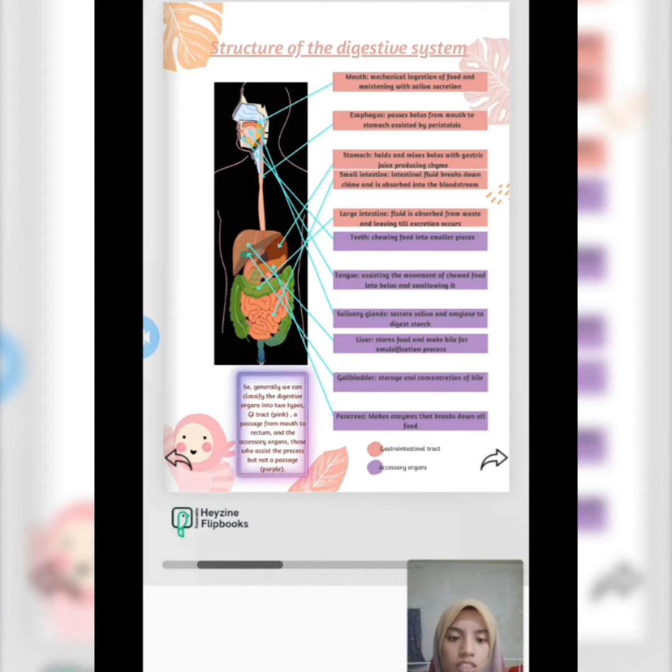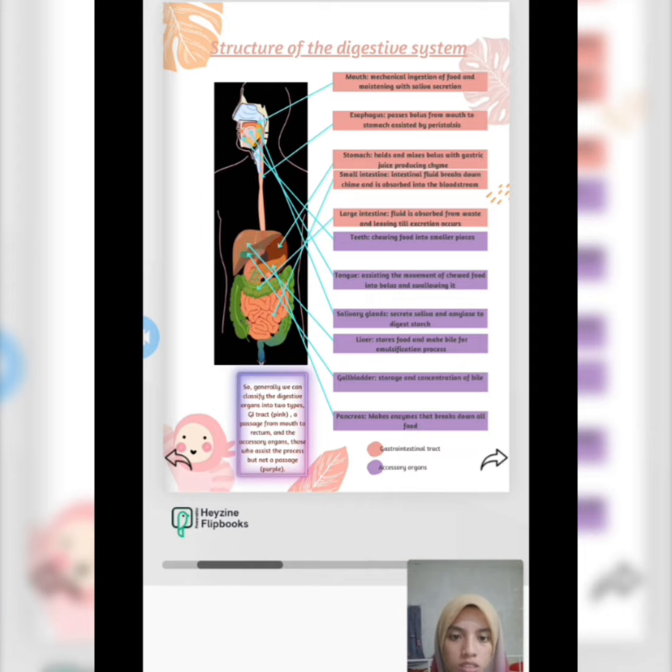The first part of the GI tract is the mouth, which is an area where mechanical ingestion of food occurs, and the salivary glands will excrete saliva to moisten up the food. Next, we have the esophagus, a tract consisting of double layers of muscles, which helps to assist the movement of bolus from the mouth all the way to the stomach. Then we have the stomach itself, an organ that holds up to a gallon of gastric juice and helps to assist the digestion of food using chemical reactions.